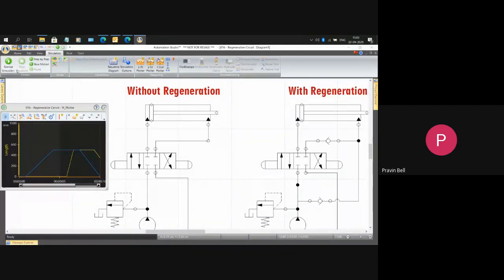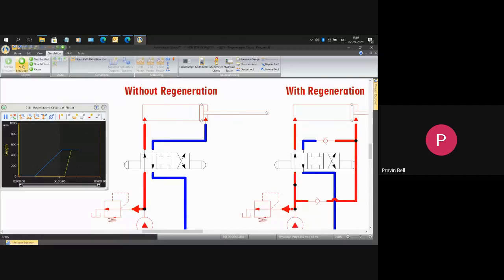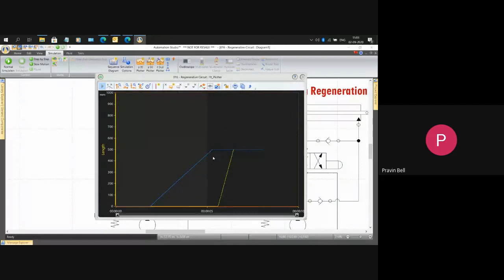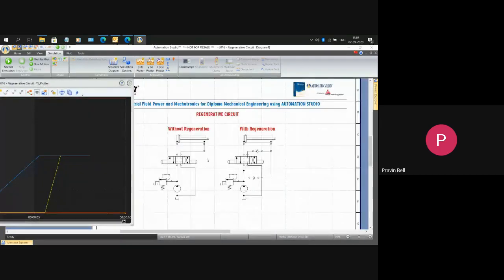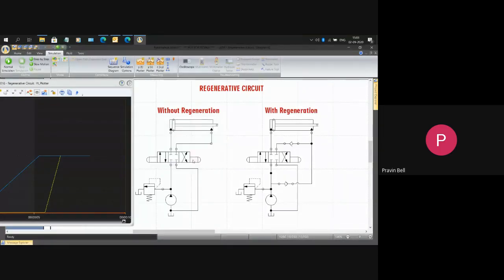Okay, so I simulate the circuit. I operate my first circuit without regeneration and the second one with regeneration. Again, you can see the effect on the piston extraction time. So without regeneration, it took a long time. With regeneration, because of the extra fluid, it extracted very fast. So you can actually see these effects, which students cannot see in real life otherwise. So this was a regenerative circuit.